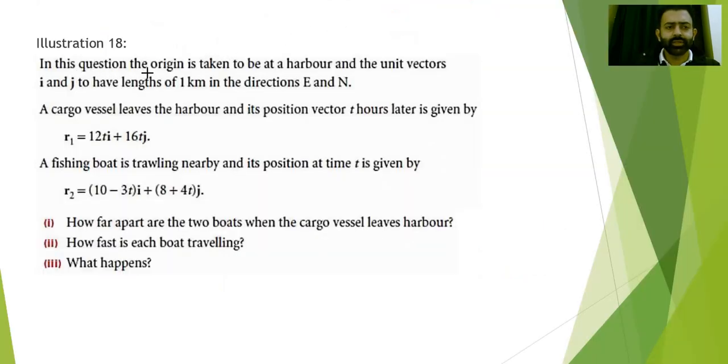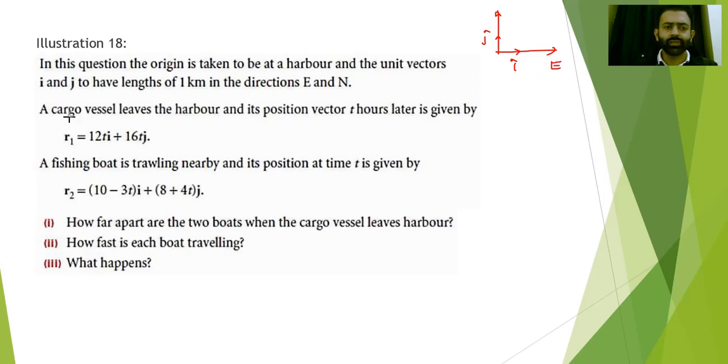It says that in this question, the origin is taken to be at the harbor, and the unit vectors i and j have lengths of 1 kilometer each in the directions E and N. E stands for east direction and N stands for north direction. That means the vertical I am taking as the j component, which is y, and this is along the x component. So the i component is along the east direction, meaning the x direction.